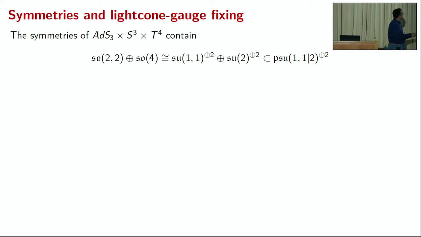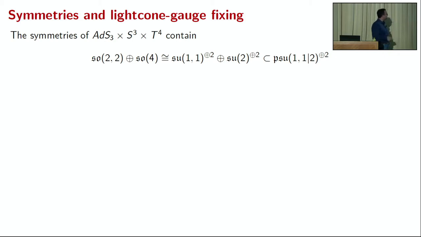And the way that you package these into a super isometry algebra is that one SU(1,2) and one SU(2) end up making one PSU(1,1|2), which is 8 real supersymmetries. And then the other two make another copy of PSU(1,1|2), and everything is factorized in two copies, which is precisely related to the fact that the dual is an N=(4,4) theory with a left and a right supersymmetry algebra.